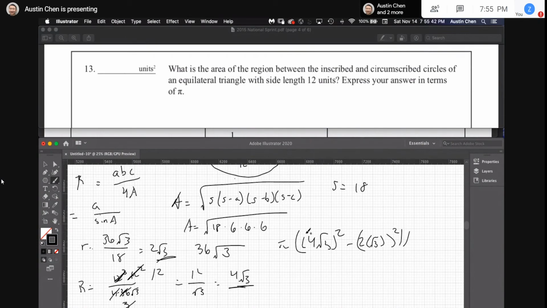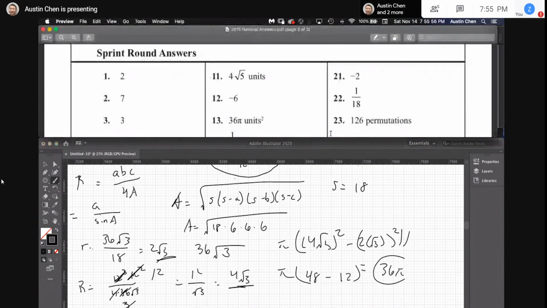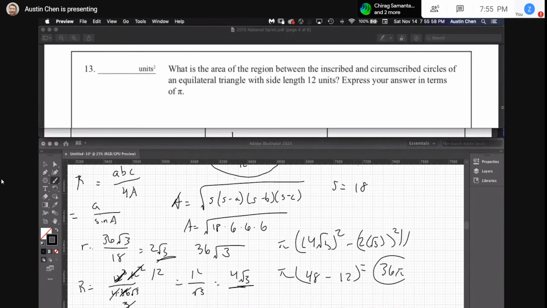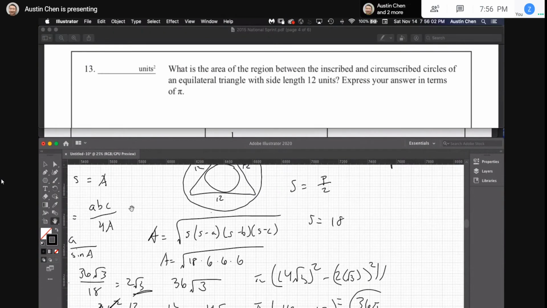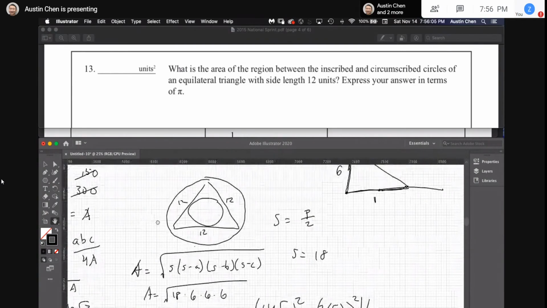4 root 3 squared is just going to be 16 times 3, which is 48, minus 4 times 3, which is 12, times pi, which is 36 pi. All right. Yeah, that's the answer. Well, a little bit long for number 13. But also, oh yeah, do you want to say something?